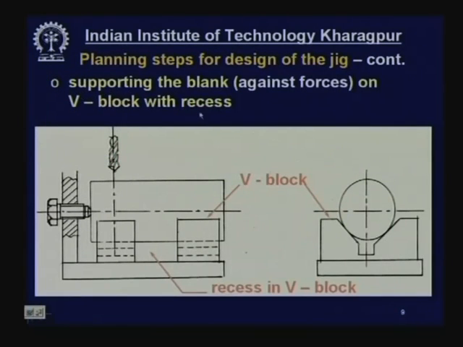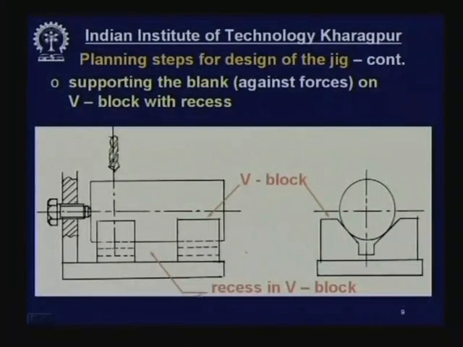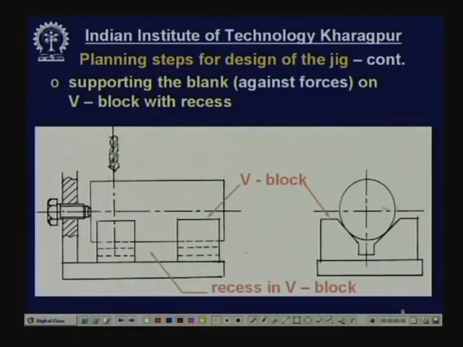Next is supporting the blank against forces. What are the forces? Clamping force, cutting force, etc. will come onto the workpiece. So, this blank has to be supported on rigid bodies. It is already decided that the job will be located on the V block. This V block is strong and rigid, so the same V block will be used for supporting also. This will give strong support to the blank.